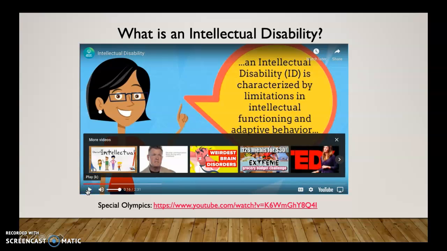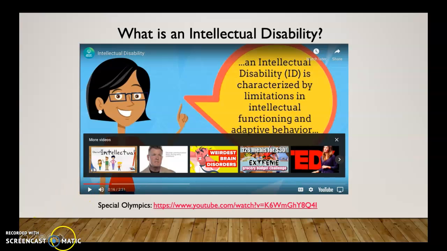Okay, that wasn't hard to find at all. But as we saw, an intellectual disability is characterized by limitations in intellectual functioning and adaptive behavior. So in both intellectual functioning and adaptive behavior. So we'll describe what intellectual functioning is and adaptive behavior a little later on in this slideshow.